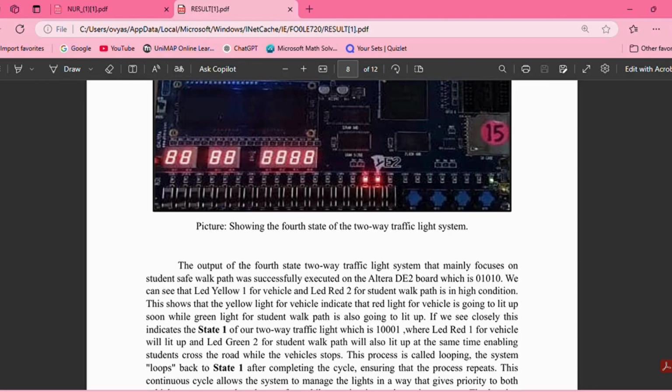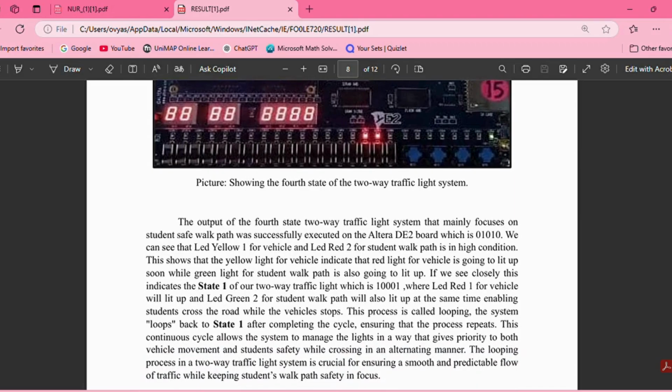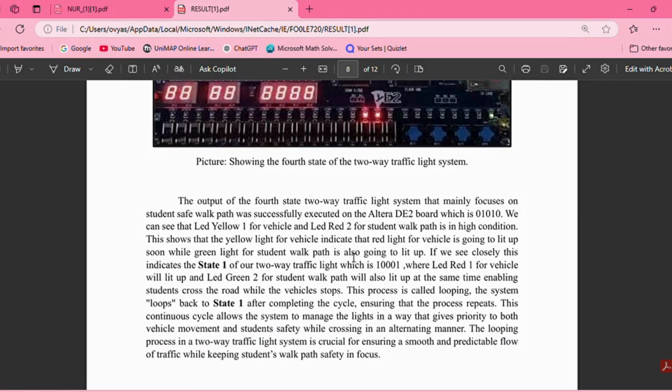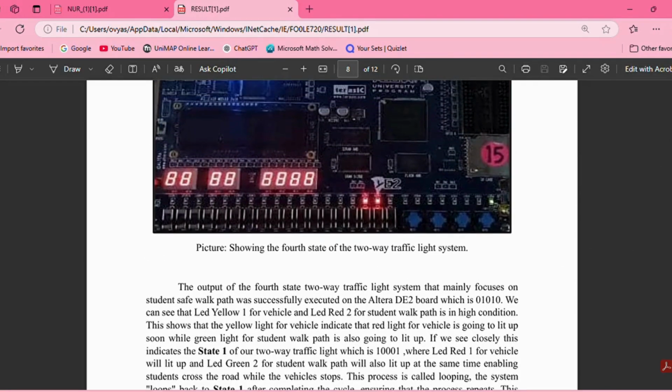Lastly, the picture shows the fourth state of the two-way traffic light system. The output of the fourth state of the two-way traffic light system that mainly focuses on the student safe walk path was successfully executed on the Altera DE2 board, which is 01010. We can see that LED yellow 1 for vehicle and LED red 2 for student walk path are in high condition.